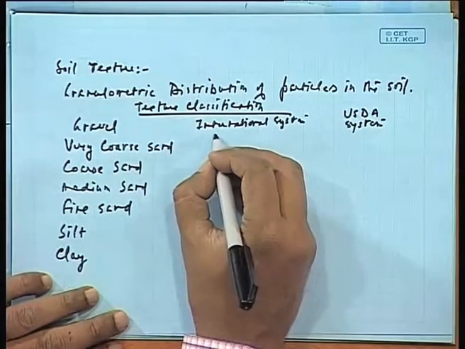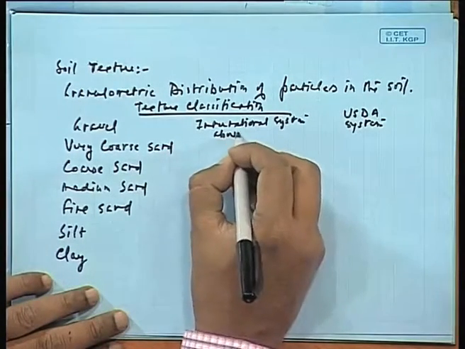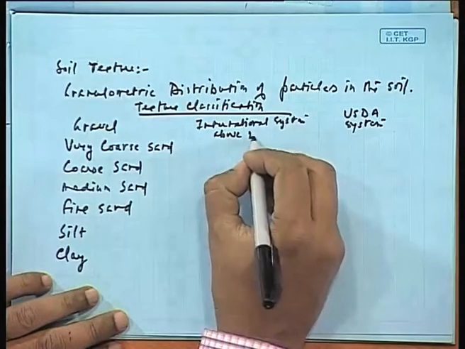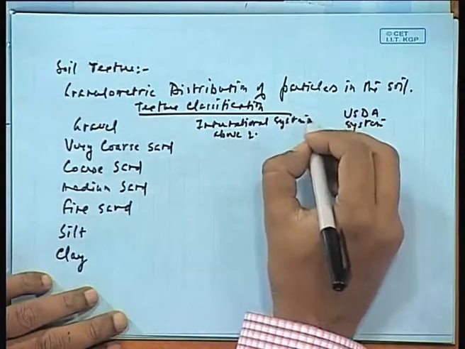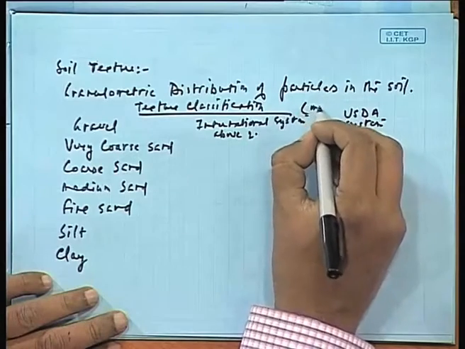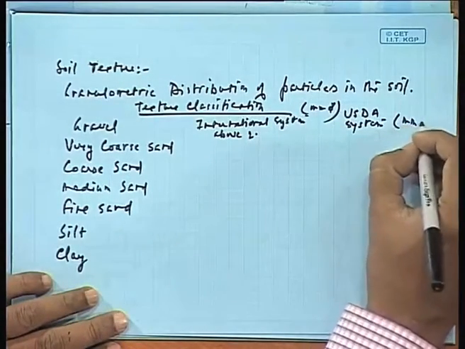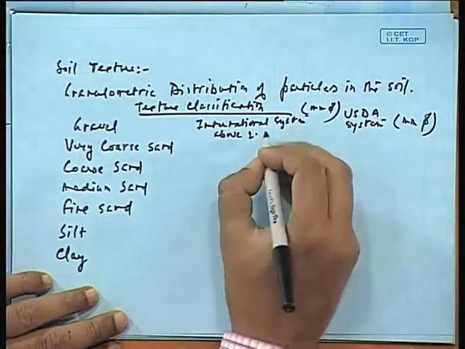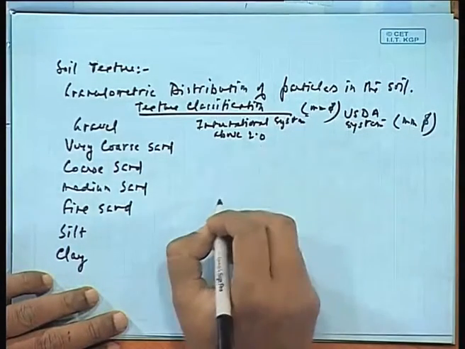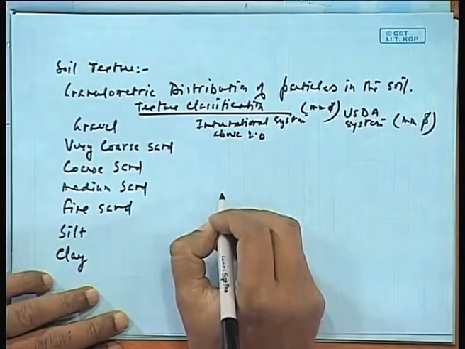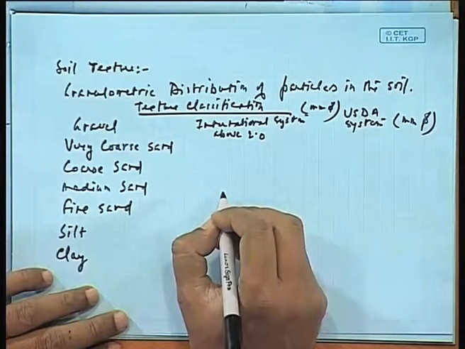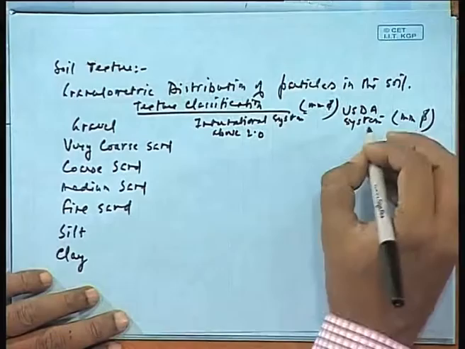In both cases, in terms of diameter, above 2 mm is basically gravel.